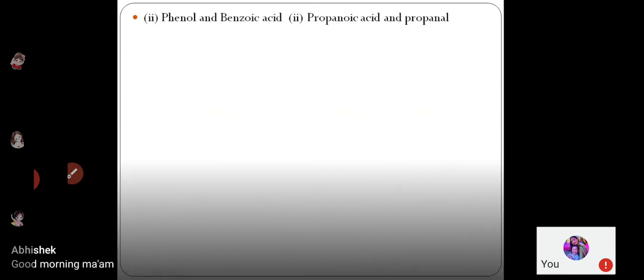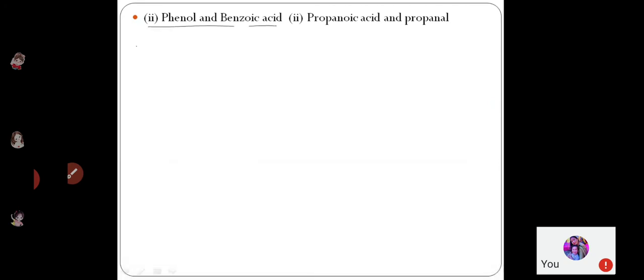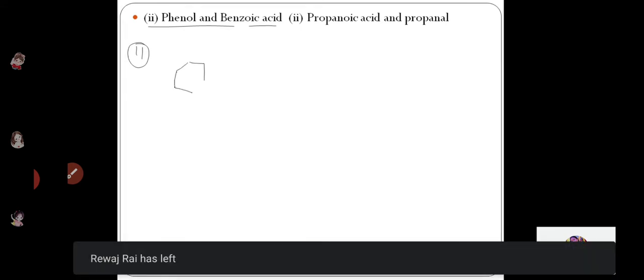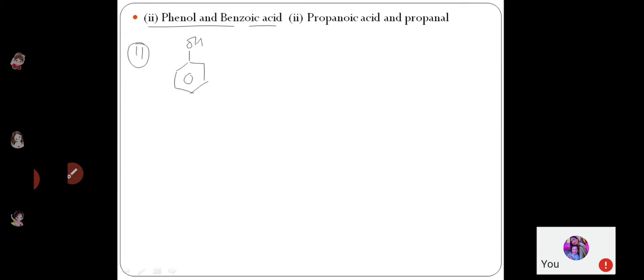Then again, you have phenol and benzoic acid in number 2. So what is phenol here? Phenol is OH, and benzoic acid is COOH, a benzene ring with COOH. In the question you will get only the name of the compound, not the structure. So you must be able to draw the structure; only then can you solve this question. First step, draw the structure correctly, then do the test.